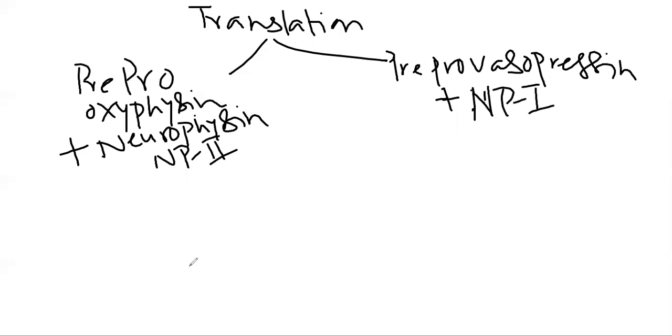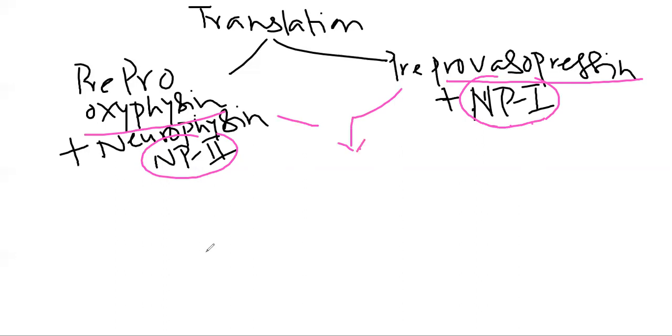Here you need to understand this. So after translation, there will be production of pre-pro hormones. One is pre-pro oxytocin and one is pre-pro vasopressin. Along with this, another segment attached to the pre-pro oxytocin is known as neurophysin 2 or NP2, and in the pre-pro vasopressin, one structure is known as neurophysin 1, and from there they will produce pro hormones. So pro-oxytocin and pro-vasopressin.